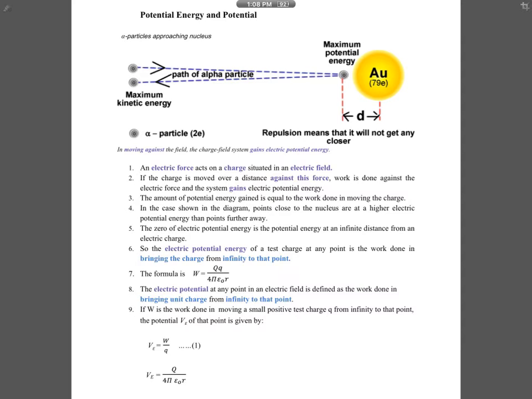And we also have electric potential, which is similar to gravitational potential. Gravitational potential is work done in bringing unit mass from infinity to that point. So electric potential is work done in bringing unit charge from infinity to that point. Just change the mass to charge.